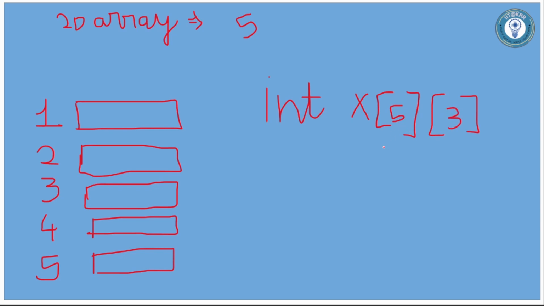So this is going to be the row number, and this is going to be the column number. It has 5 array elements, and each array element's size is 3. Here each element of the 2D array is a one-dimensional array. Here 1 is a one-dimensional array, 2 is a one-dimensional array, 3 is a one-dimensional array, and up to 5 it is a one-dimensional array. So we have 5 one-dimensional arrays here.